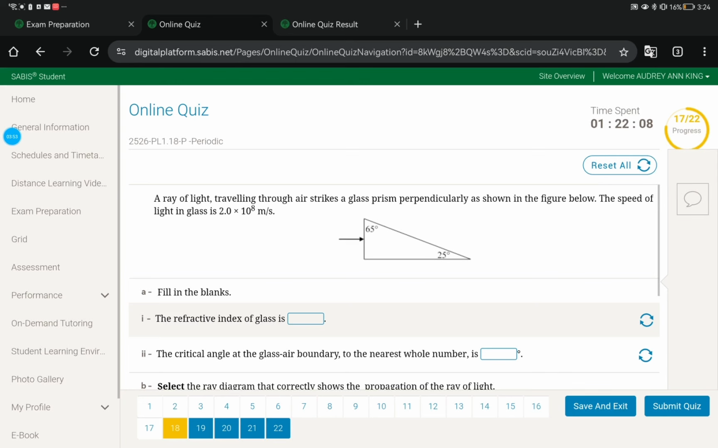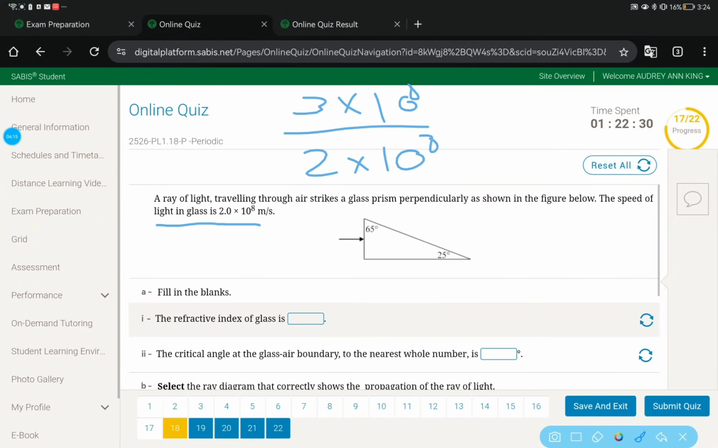A ray of light traveling through the air strikes a glass prism perpendicularly as shown in the figure below. The speed of light in glass is 2 times 10 to the power of 8. So we know that the speed of light in vacuum is always 3 times 10 to the power of 8. And if they gave us a speed of light in glass, which is 2 times 10 to the power of 8, to find the refractive index, we just have to do 3 times 10 to the power of 8 over 2 times 10 to the power of 8, and you get 1.5.